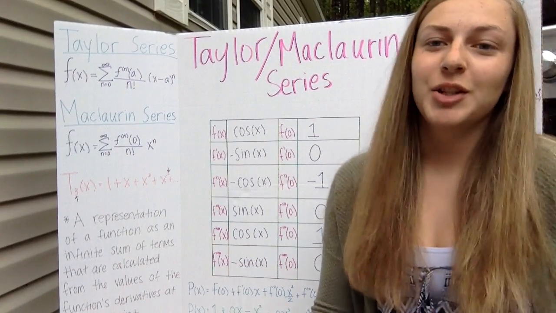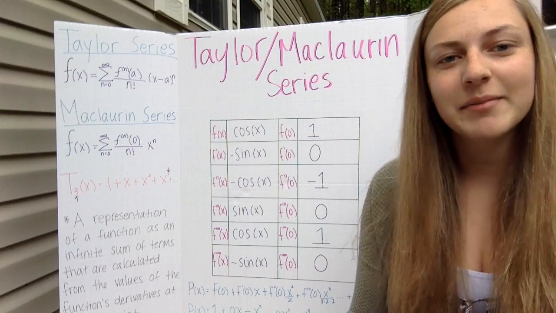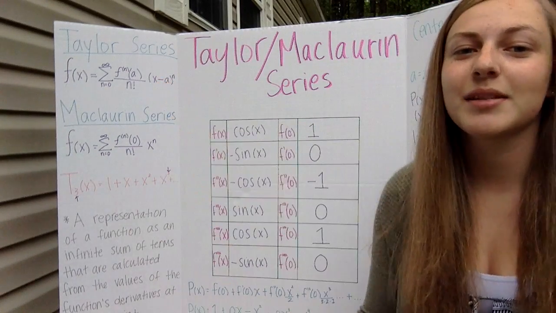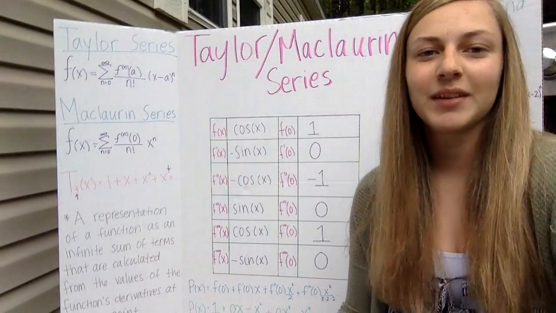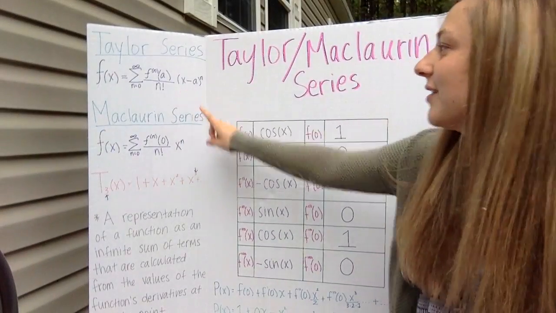In this video, I'll teach you how to do Taylor and Maclaurin series. Taylor and Maclaurin series are very similar, the difference being that Taylor series is centered at x equals a, whereas Maclaurin series is centered at x equals 0. These are the notations for Taylor series.